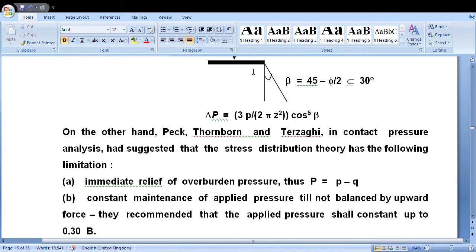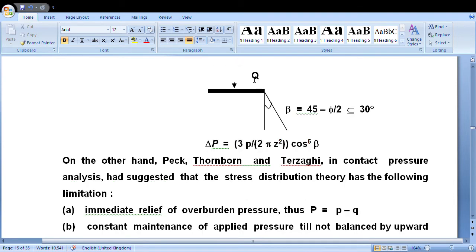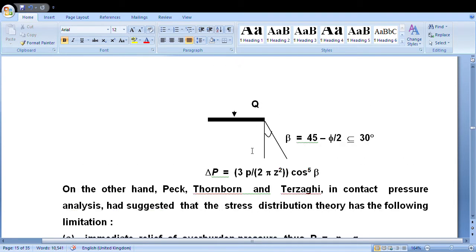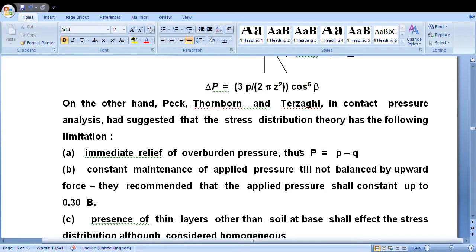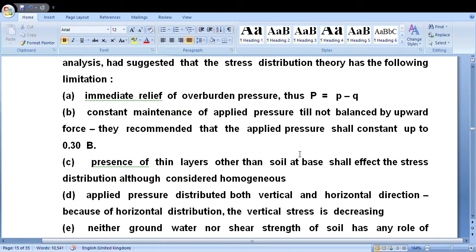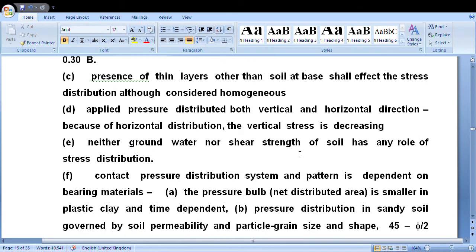However, we are not slicing the soil formation in computation of settlement. We are assuming an average of this. Otherwise, for say one third of this, the same pressure, P equal to Q, and the rest will be distributed at a 30-degree angle. So we are not going to that. We are taking a distribution angle of 30 degrees, and we are calculating accordingly. There is hardly any difference. I have calculated and analyzed. There is hardly any difference.